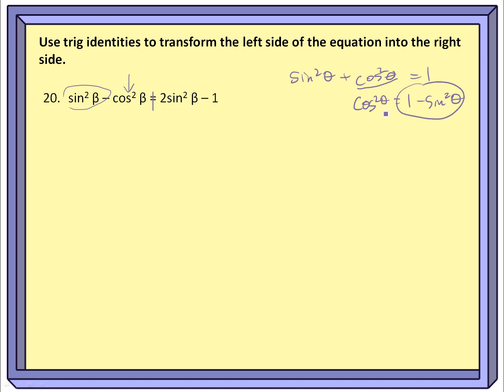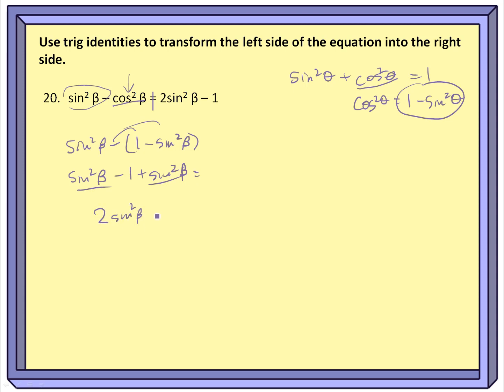So now I'm going to take that and substitute it in here. So I'll have sine squared beta minus (1 minus sine squared beta). And now distribute your negative sign through here, and I get sine squared beta minus 1 plus sine squared beta. And I'm pretty sure, since I've got two of these, that is equal to 2 sine squared beta minus 1. And it checks.